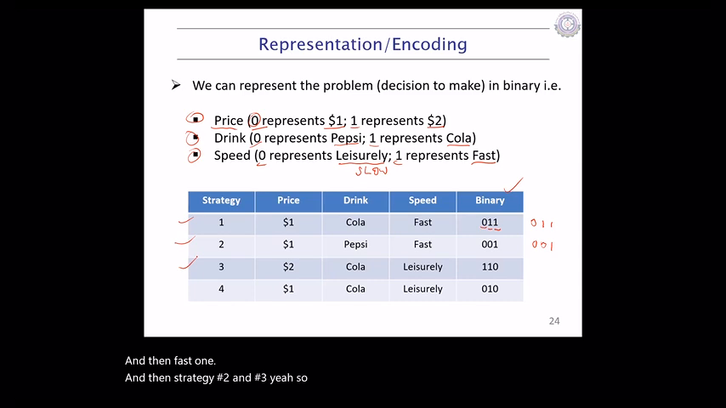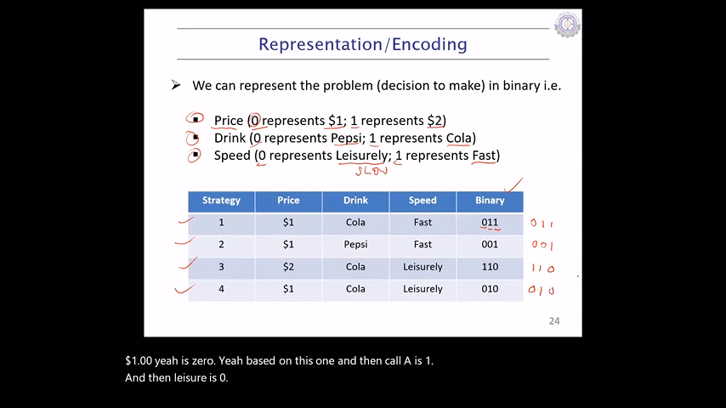For strategy 3, the price is $2, so that is 1, right? And then cola is 1. And then leisure, or slow, based on this is 0. And then strategy number 4: $1 is 0, and then cola is 1, and then leisure is 0.